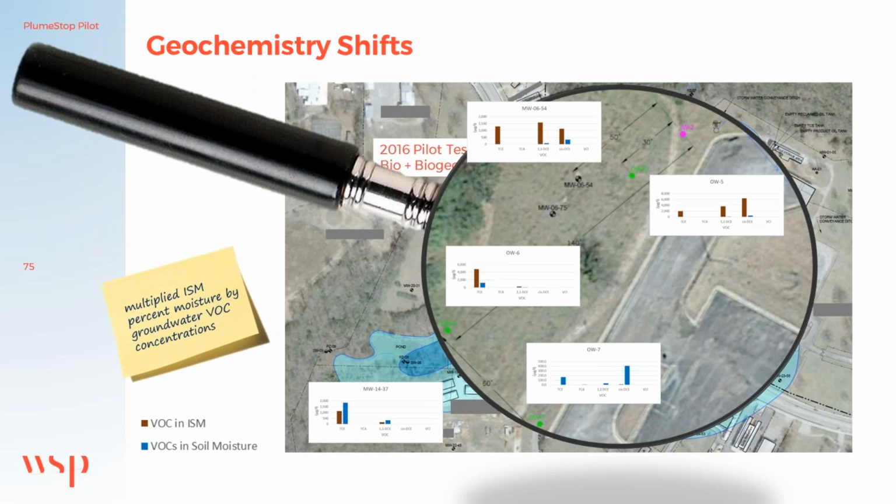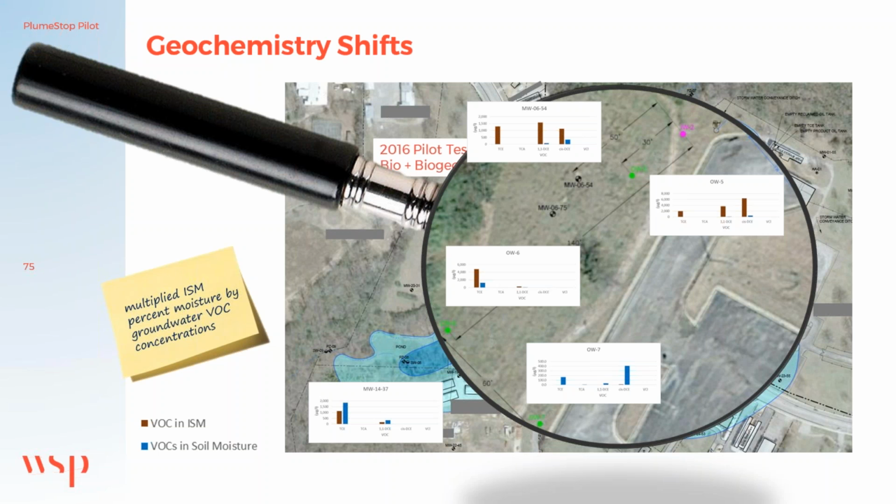So this slide, my notes disappeared, so I'll try to explain it on the fly, shows the concentrations in the ISMs, so the sorbed phase, in brown, versus the predicted VOCs that would be in that sample if all the VOCs were contributed from the soil moisture. So we basically multiplied the ISM percent moisture by the groundwater VOC concentrations.